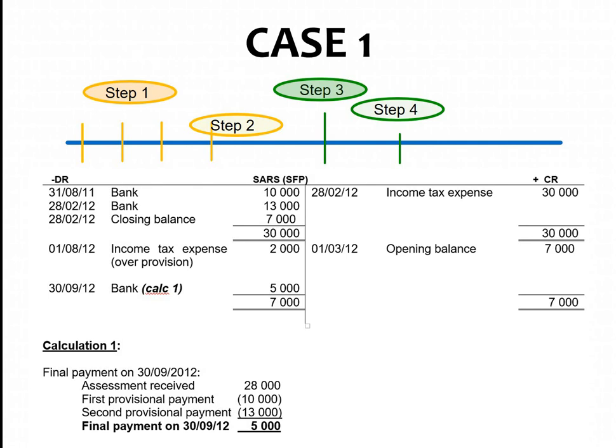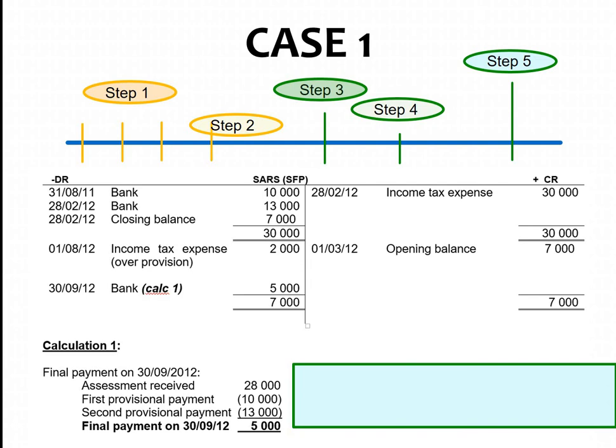In terms of case 1, we've now looked at step 1, 2, 3, and 4. But what about step 5? Currently your T accounts look like this, and you can see the bank calculation 1 is calculated to take into account step 5. The journal you'd process is debit SARS, credit bank to pay the remaining 5,000. We've paid 10,000, we've paid 13,000, and we've paid 5,000. So we've paid the full 28,000 which SARS said we should.